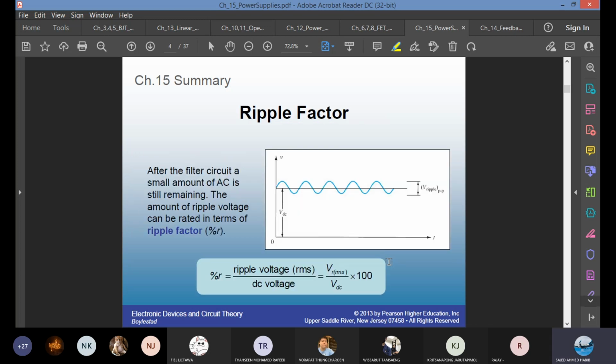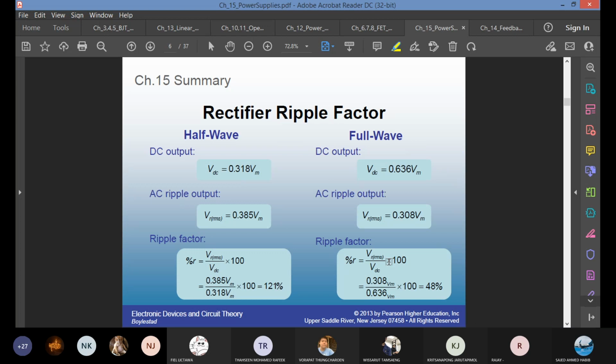You can read about each stage. One of the factors is called ripple factor. V ripple in RMS divided by VDC multiplied by 100. If it is a small number, it's better. If it is a large number, it means you need a better filtering operation.